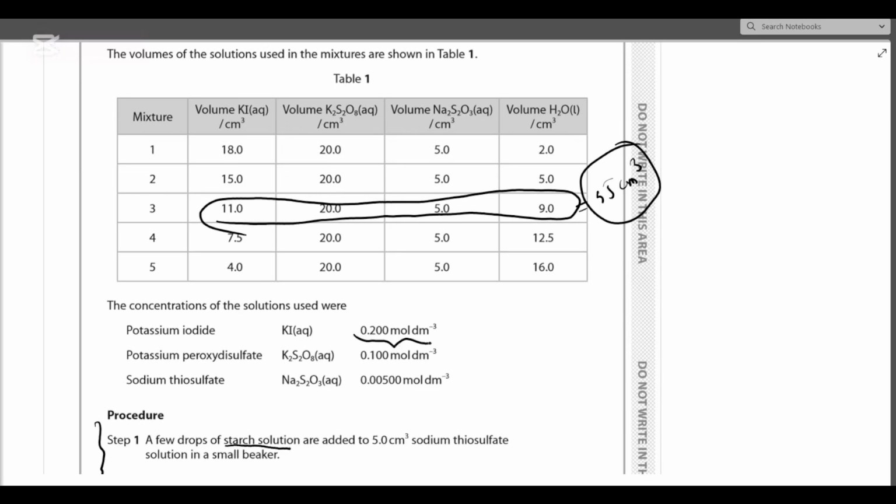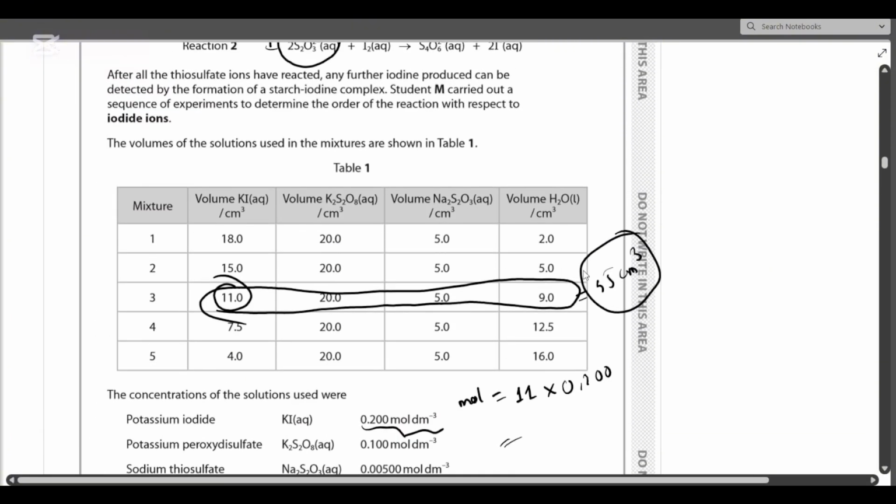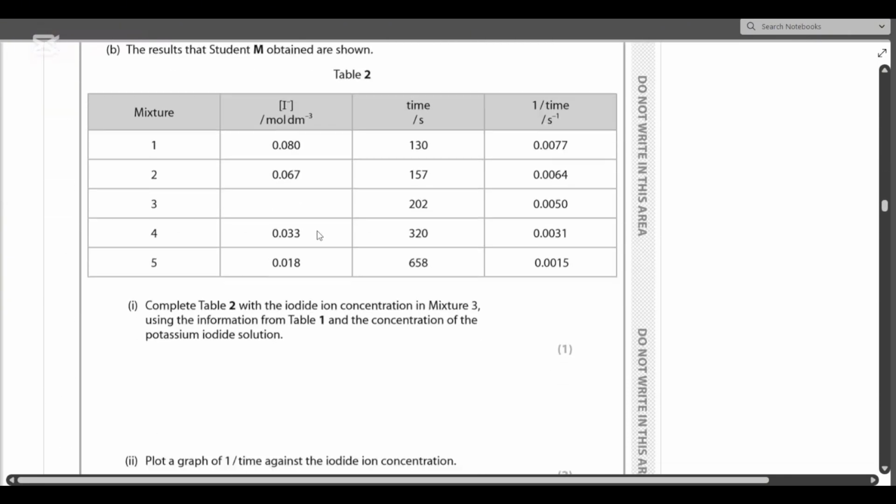And we can see that the concentration is provided, and of course, its individual volume is 11. So we can easily find the moles by multiplying 11 with 0.20. Using the moles, we can just divide by the total volume which was used in mixture 3, which is about 45 cm3, and we can easily find the concentration.